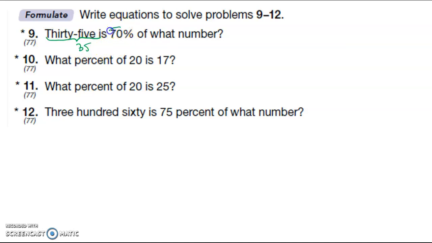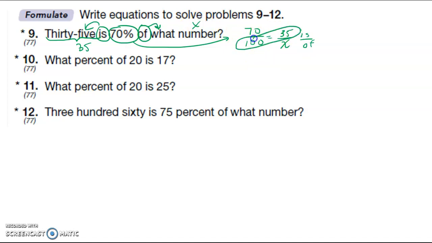35 is 70% of what number? So I'm going to write this 70%, which is 70 per 100. And then we're going to do our is over of. So is goes with 35. Of goes with what number? We don't know. So now we have our proportion. Let's go ahead and cross multiply. 3,500 is equal to 70x. I think it's 50, but I'm not sure. I was right.